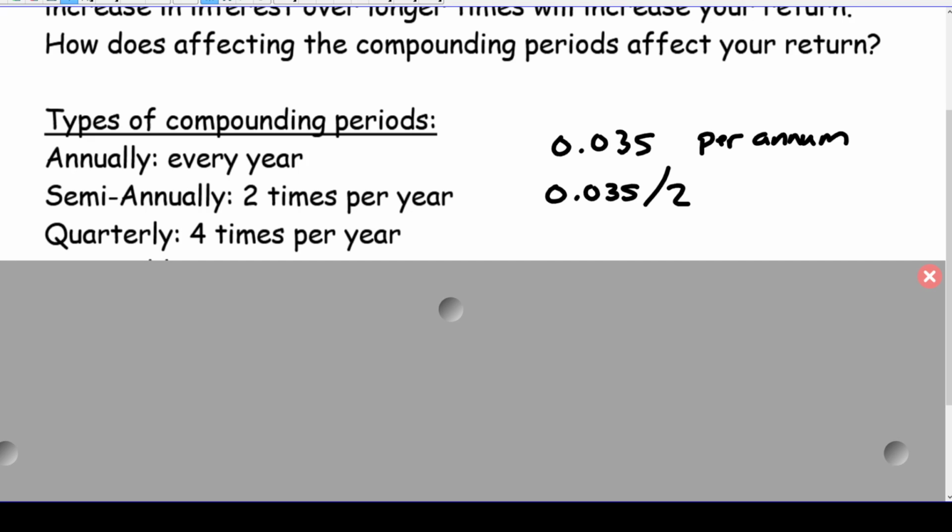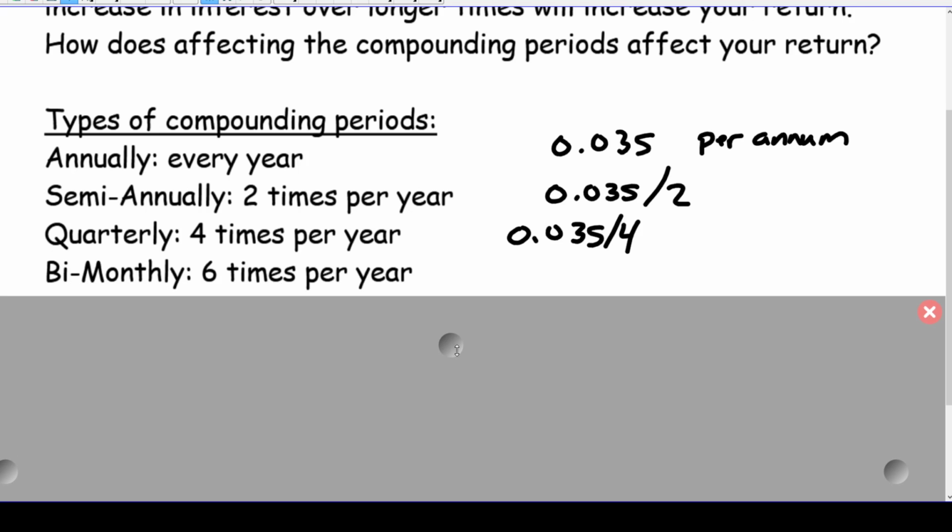But please be careful. Quarterly obviously means 4. The word quarter is right in there. But it does mean every 3 months. So we would take that 0.035 and divide it by 4, because we have to add up all those little chunks to give me 0.035 at the end of the year.